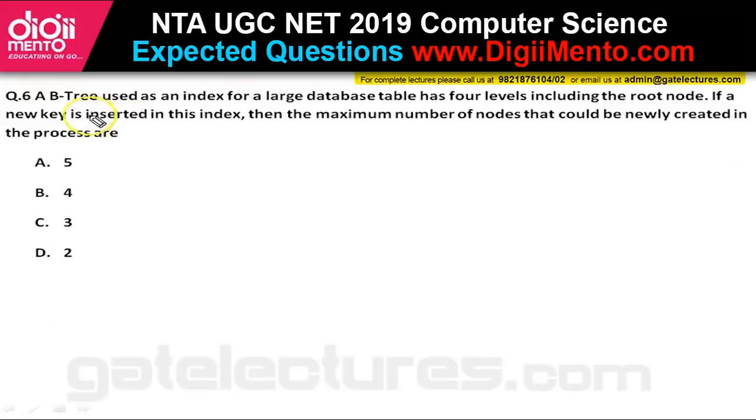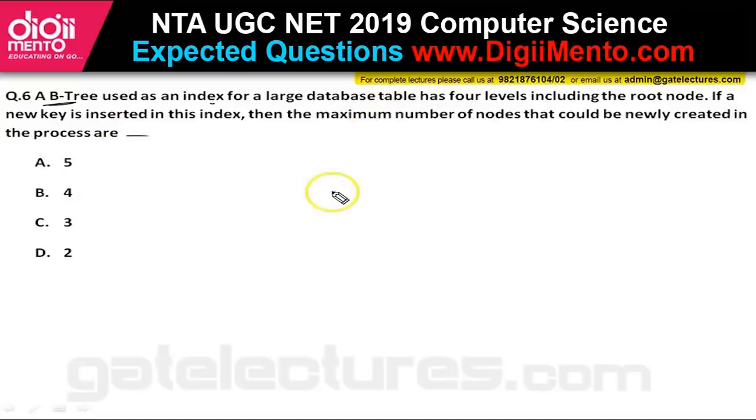So we have our next question, which says a B tree used as an index for a large database table has 4 levels including the root node. Okay, so basically for the indexing they are using the B tree method. Now if a new key is inserted in this index, then the maximum number of nodes that could be newly created in the process is.